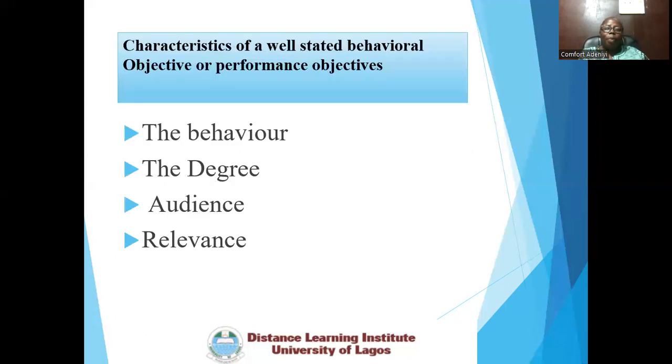Before we go on again, we want to talk about this particular objective, especially the behavioral objective or the specific objective. I want us to know that the specific objective is usually referred to as behavioral objectives or performance objectives. This objective is common. This is what the teacher uses day in, day out. And now let's talk about the characteristics of this particular type of objective, that is the specific objectives. The characteristics include: a well-stated behavioral objective must have the behavior, it must contain the degree, must contain the audience, and it must be relevant.